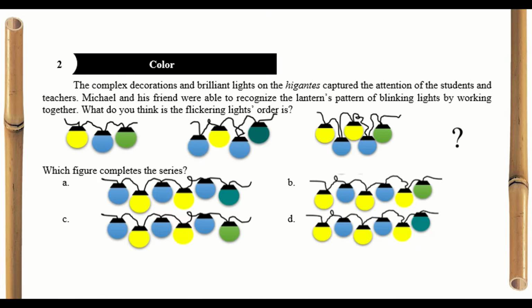The complex decoration and brilliant lights on the Gigantes captured the attention of the students and teachers. Michael and his friends were able to recognize the lantern's pattern of blinking lights by working together. What do you think the flickering lights order is? Which figure completes the series?